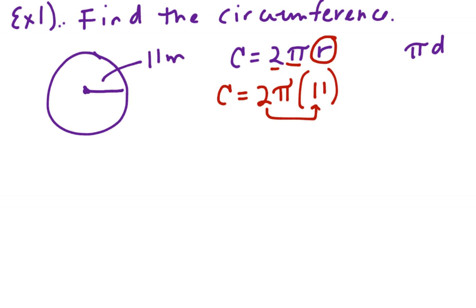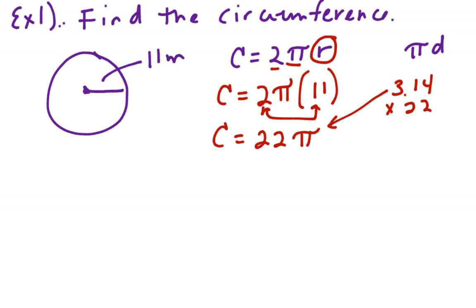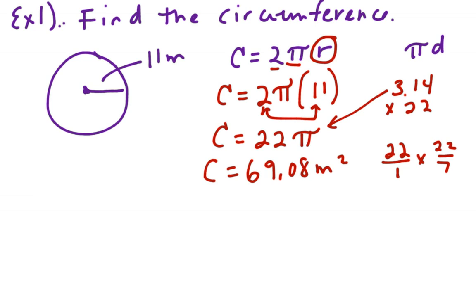Now I'm going to multiply these two numbers. I can do that in my head. 2 times 11 is 22. 22 times pi. And now it would be a good time to grab a calculator, or you can do some side work. So I've got 3.14, that's the number for pi, times 22. You can also do a fraction. You can do 22 times 22 over 1 times 22 over 7. That's the fractional part of pi. Either way, once you do one of those calculations, you will get 69.08 meters squared.